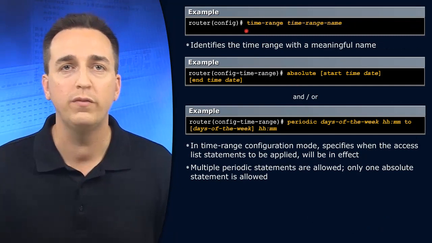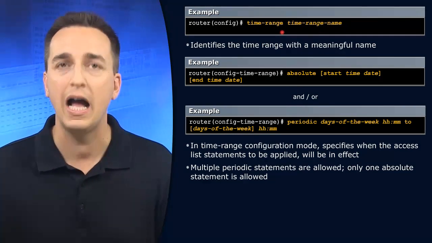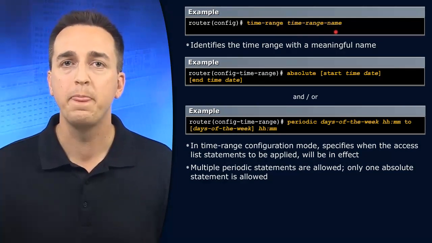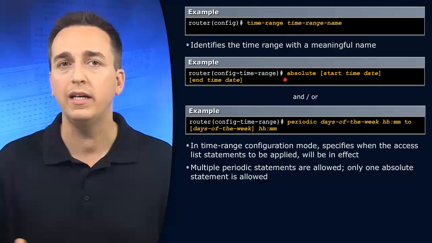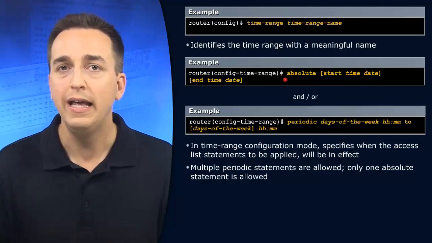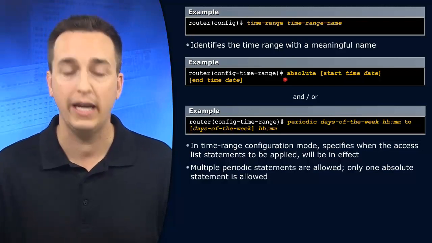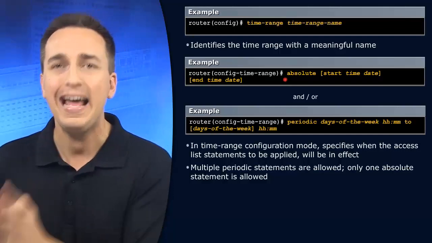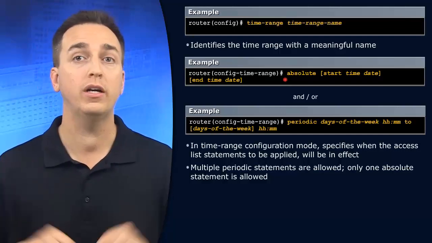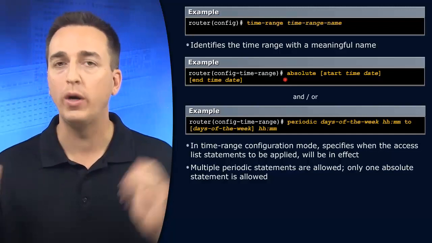So here's an example of creating a time range. You go to global configuration mode, you specify the command time-range, and then give it a name. And then you can specify the time range within the time range configuration mode. It could be an absolute time range saying it's going to start now or start at this particular time and date and end at this particular time and date.